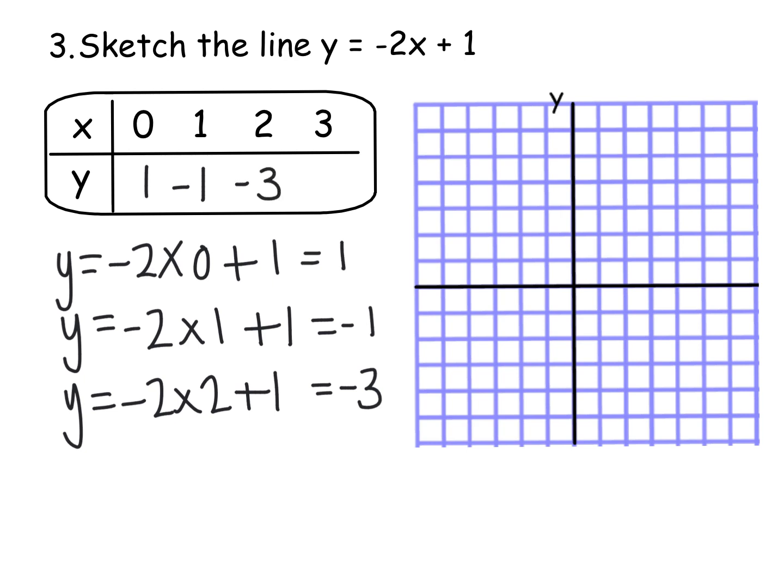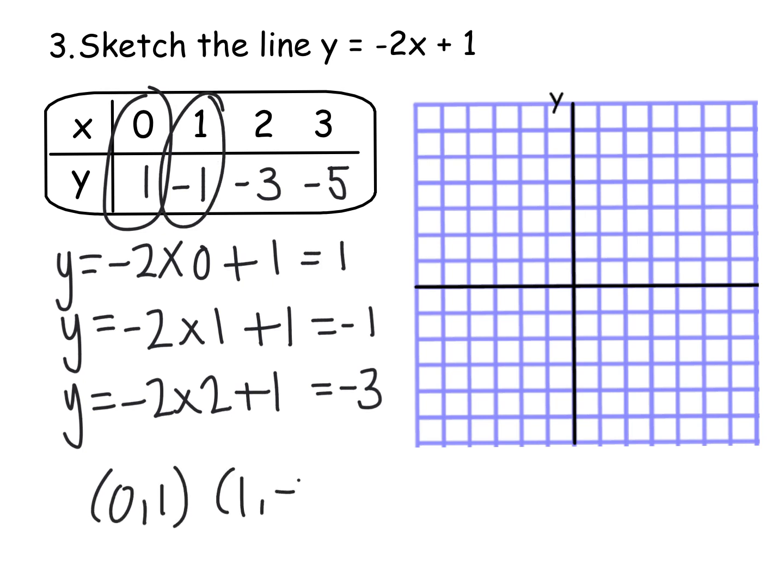And can you spot the pattern? I'm just taking away 2 each time. So the next one's going to be negative 5. So we're going to plot them on. First coordinate is 0, 1. Second one is 1, negative 1. And you get the idea from there. So 2, negative 3 and 3, negative 5.